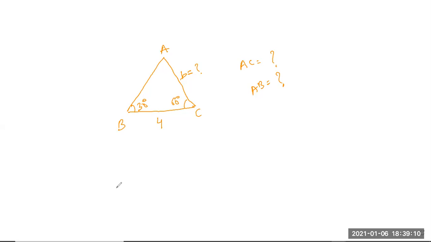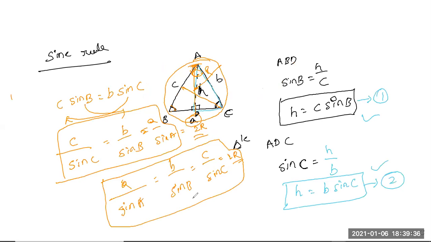B by sine B, you will get AC. AC is nothing but b, which is equal to b by sine B is equal to 2R, sorry. But I did not give you 2R. So in the sine rule, you can equate any two of these ratios and get the answer. Any two, not only 2R, you can equate any two. Use that idea to get the answer.